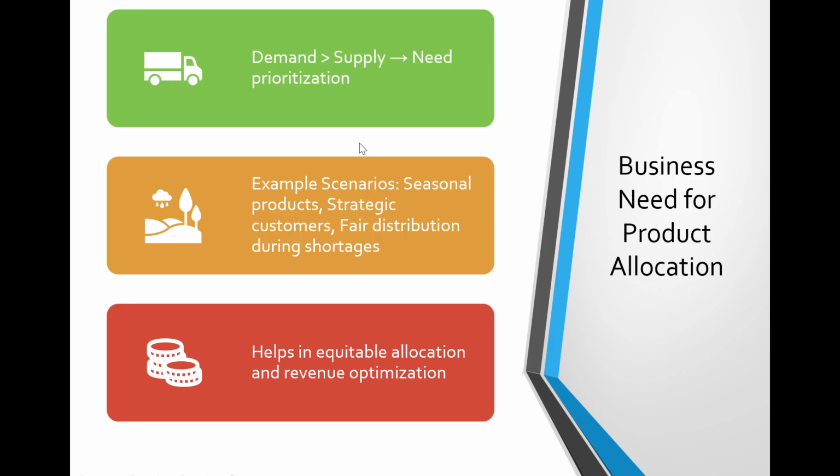Product allocation is mainly useful when there is more demand than supply. So you have to do the prioritization, right? Based on the delivery priority, based on the customer goodwill, every business will have their own priorities. Based on that, they allocate the stock.